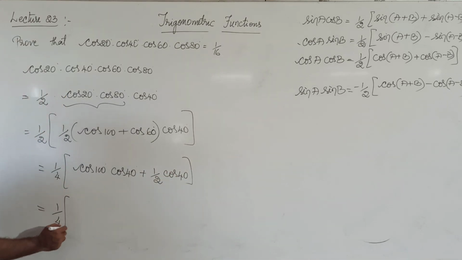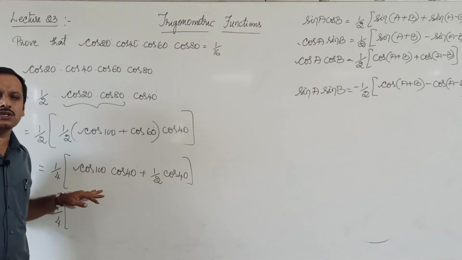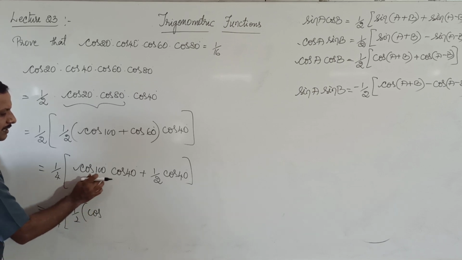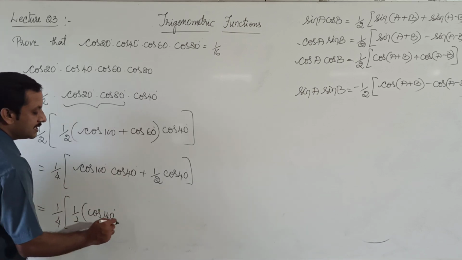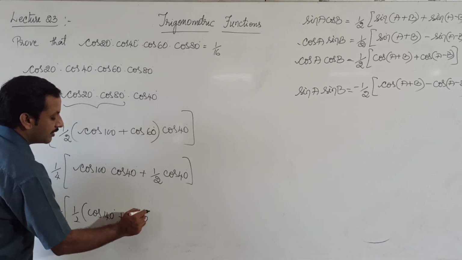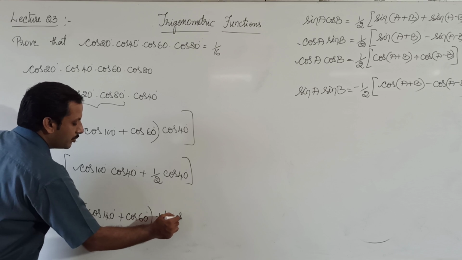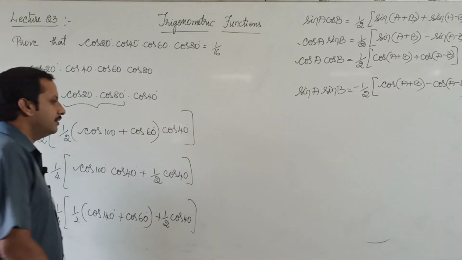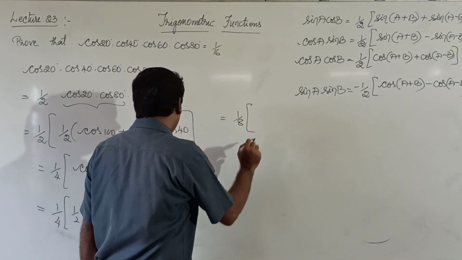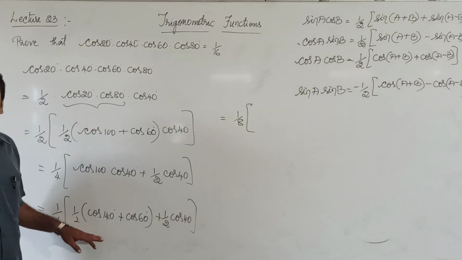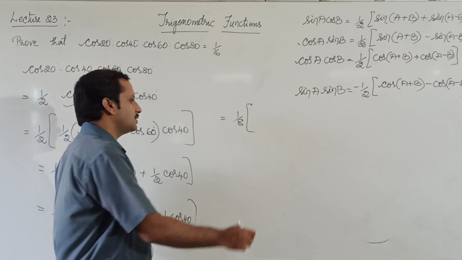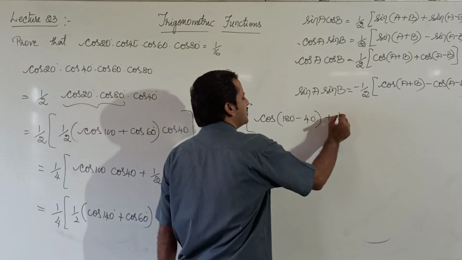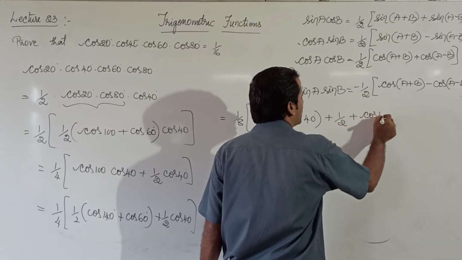Okay, now use that formula cos A cos B again. Cos A cos B is equal to 1 by 2 into cos A plus B, 100 plus 40, 140, plus cos A minus B, 100 minus 40, cos 60, plus 1 by 2 into cos 40. This 1 by 2 also you take common, so take it out. So outside we get 1 by 8 into, now we are left with cos 140 degree plus cos 60 degree plus cos 40 degree. Cos 140 degree, I will write it as 180 minus 40. Cos 60, its value is 1 by 2, plus cos 40 degree.